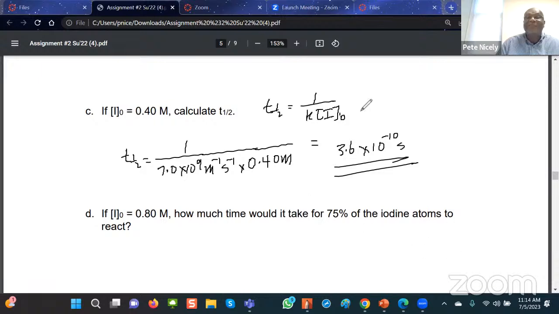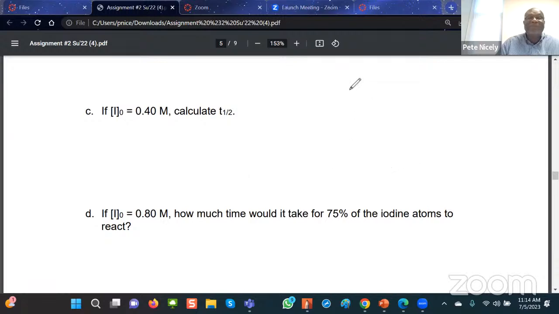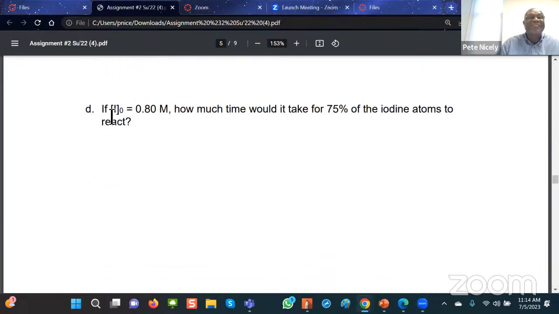Okay, so let me clear all this and move on to, I think, the last question, or the last part of that question, which says, if the initial concentration of I is 0.80, how much time will it take for 75% of the iodine atoms to react? Okay, so what would be the very first thing you would do in this particular case? Anybody? They gave you the initial concentration, and the question says that 75% of the iodine has reacted, and it's asking for how much time.